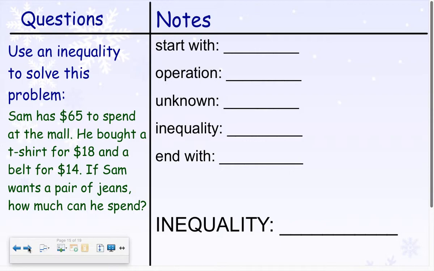All right, now we've got a real-world situation that we're going to work with here. So Sam has $65 to spend at the mall. He bought a t-shirt for $18 and a belt for $14. If Sam wants a pair of jeans, how much can he spend? So let's start with our unknown this time, once again, and that is, rather than just x, I'm going to use a variable that has to go with what we're trying to find out. Sam wants to buy a pair of jeans. We want to know how much can he spend. So I'm going to put a J there for the jeans. That's what we're trying to figure out. How much can he spend on the jeans?